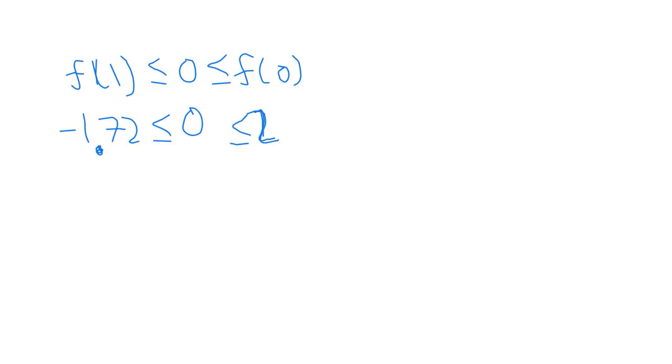And because 0 is between them, there has to be a root that exists, since f is continuous as well. And the next problem is we're going back to limits, but this time these are infinite limits.